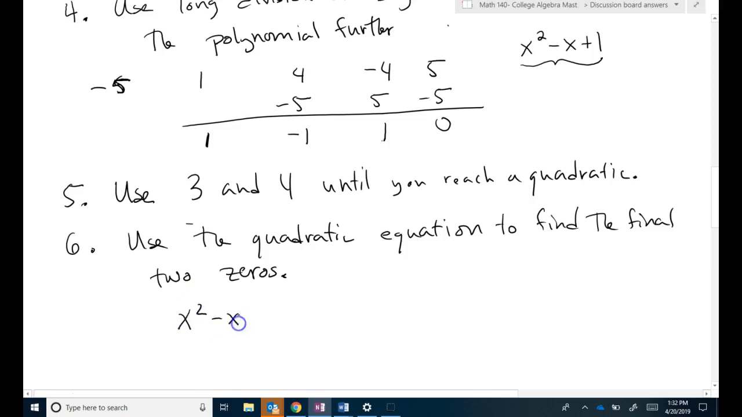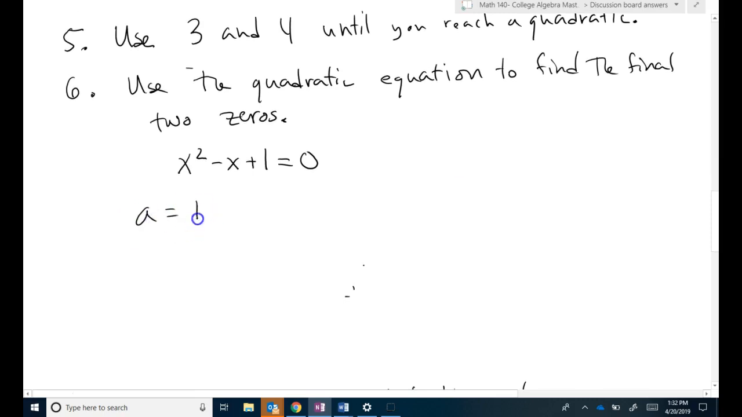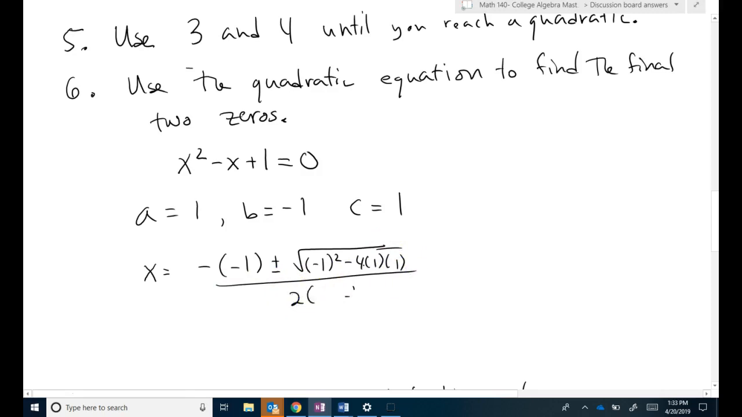So now I have x squared minus x plus 1. I want to use the quadratic equation, so I'm going to set that equal to 0. And that means that a is going to equal 1, b will equal -1, and c equals 1. Using the quadratic equation, x will equal -1 plus or minus the square root of -1 squared minus 4 times 1 times 1 all over 2 times 1. When I simplify that, I'm going to end up with -1, or excuse me, +1, plus or minus the square root of 1 minus 4 all over 2, which equals 1 plus or minus the square root of -3 all over 2.